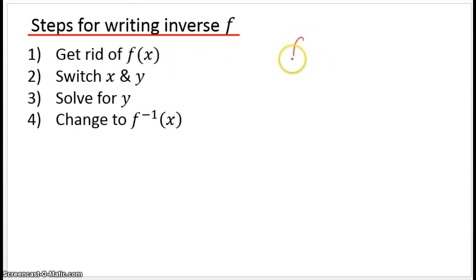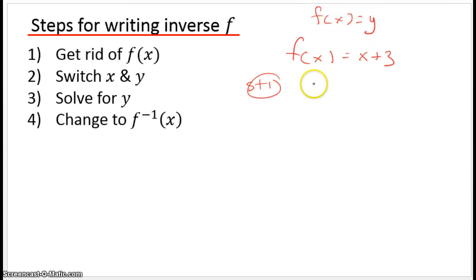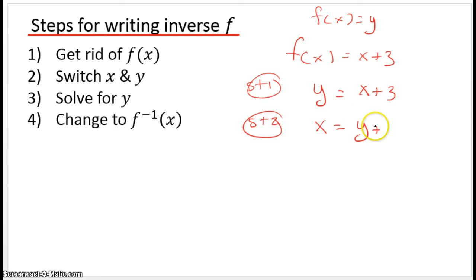So if I were to give you an example, f of x is equal to x plus 3. Now the first step we want to do, or step 1, is to get rid of f of x. So how do we get rid of f of x? Well, we know that f of x is actually equal to y. We've studied this before. So this becomes y is equal to x plus 3. Step 2 says to switch x and y. So we're going to switch these values. We end up with x is equal to y plus 3.